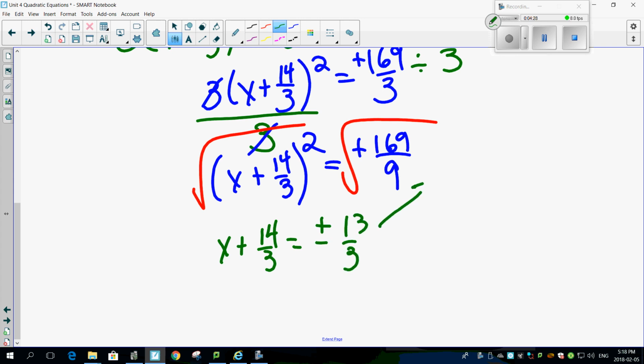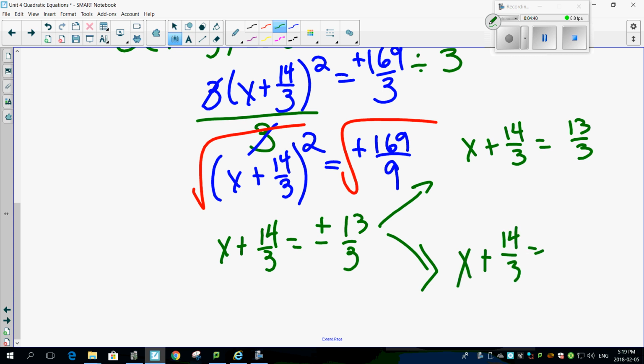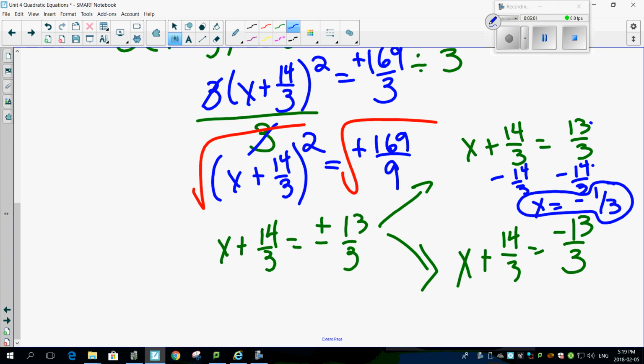So you got x plus 14 over 3 equals plus or minus 13 over 3, which means you got 2 answers now, right? You got x plus 14 over 3 equals 13 over 3. You got x plus 14 over 3 equals minus 13 over 3. Square root principle, remember? Plus or minus. Now, keep on going. So here, you're going to subtract 14 over 3. Guess what? You got x equals 2. You'll be surprised. 13 over 3 minus 14 over 3 is minus 1 over 3. So if you looked at the previous podcasts, that was one of the answers.